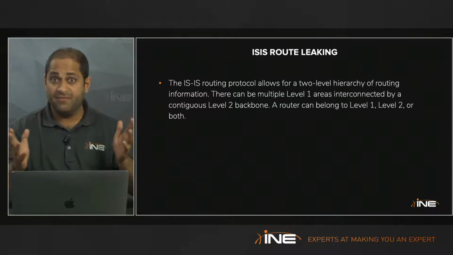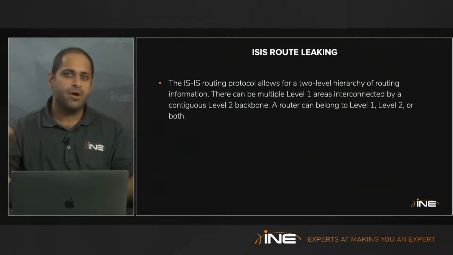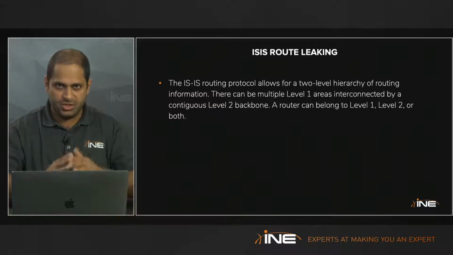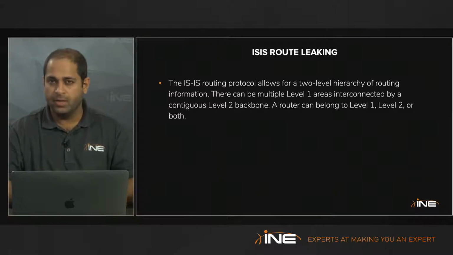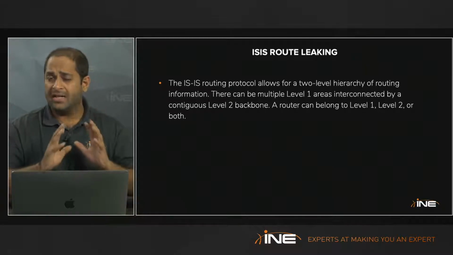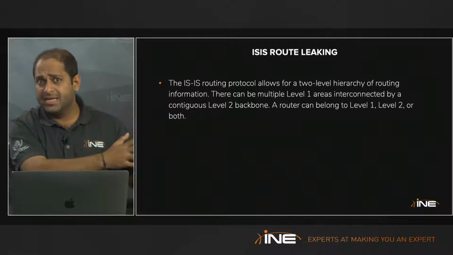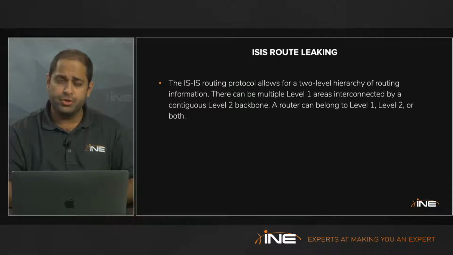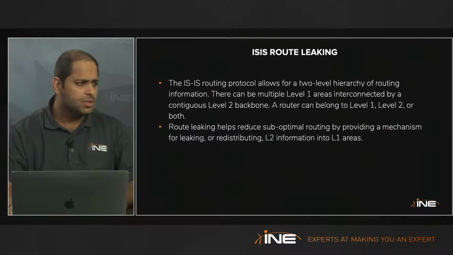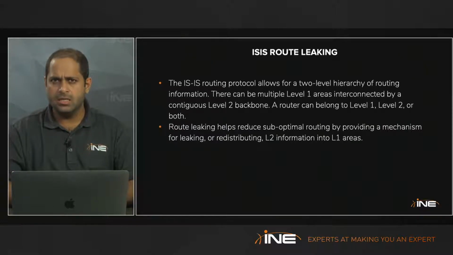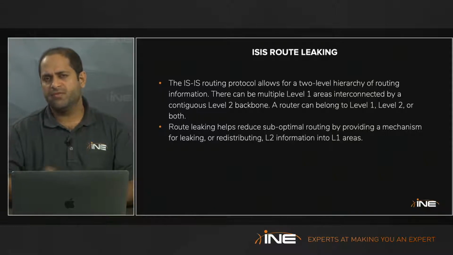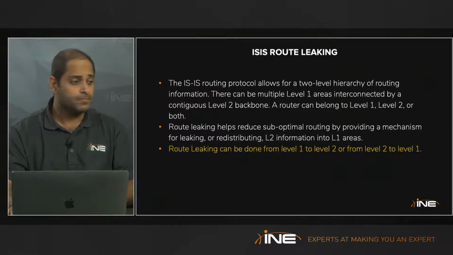routers running multi-level, where you have some routers running level 1, some routers running level 2, because as you know the metric is 10, which is default in IS-IS for every hop, there could be suboptimal routing. So when you have multi-level configuration, you should do route leaking to avoid suboptimal routing. Route leaking can be done from level 1 to level 2, or from level 2 to level 1.